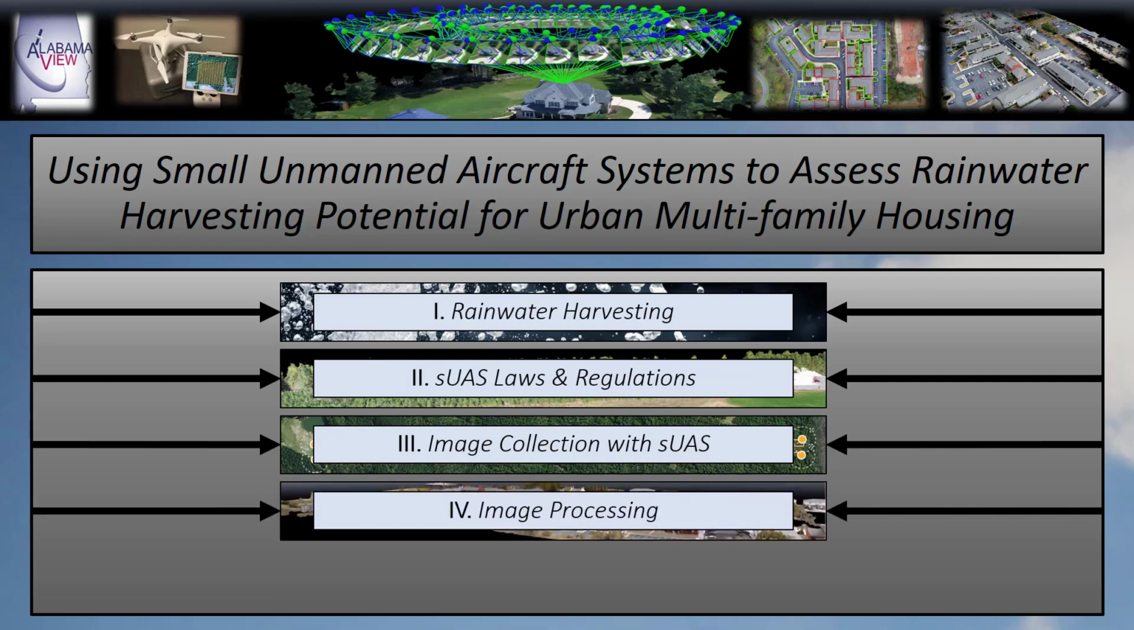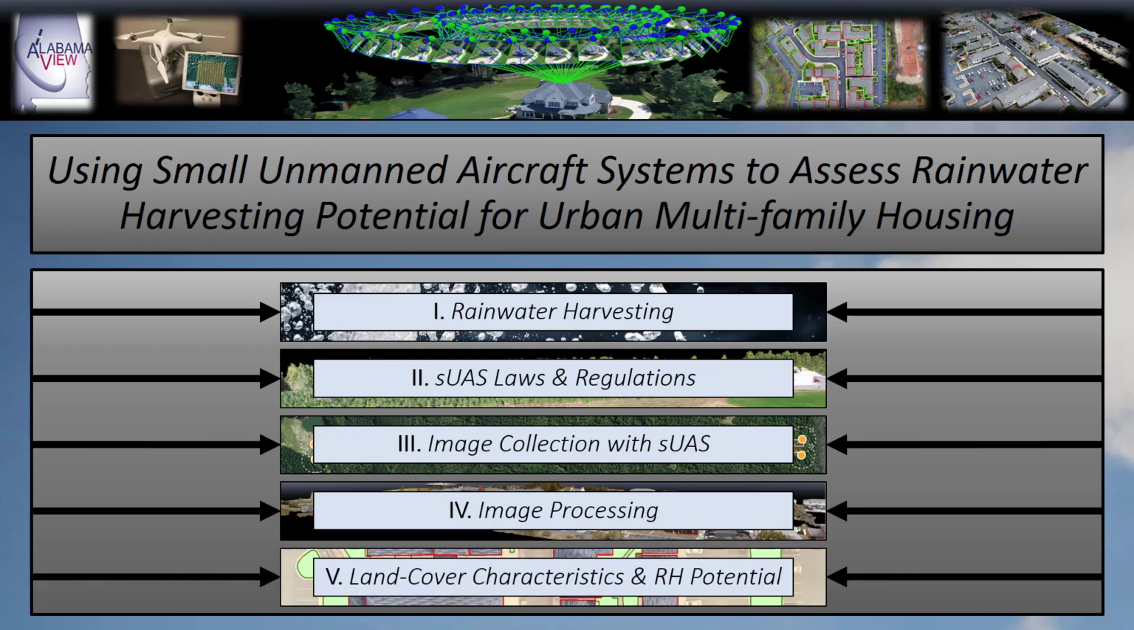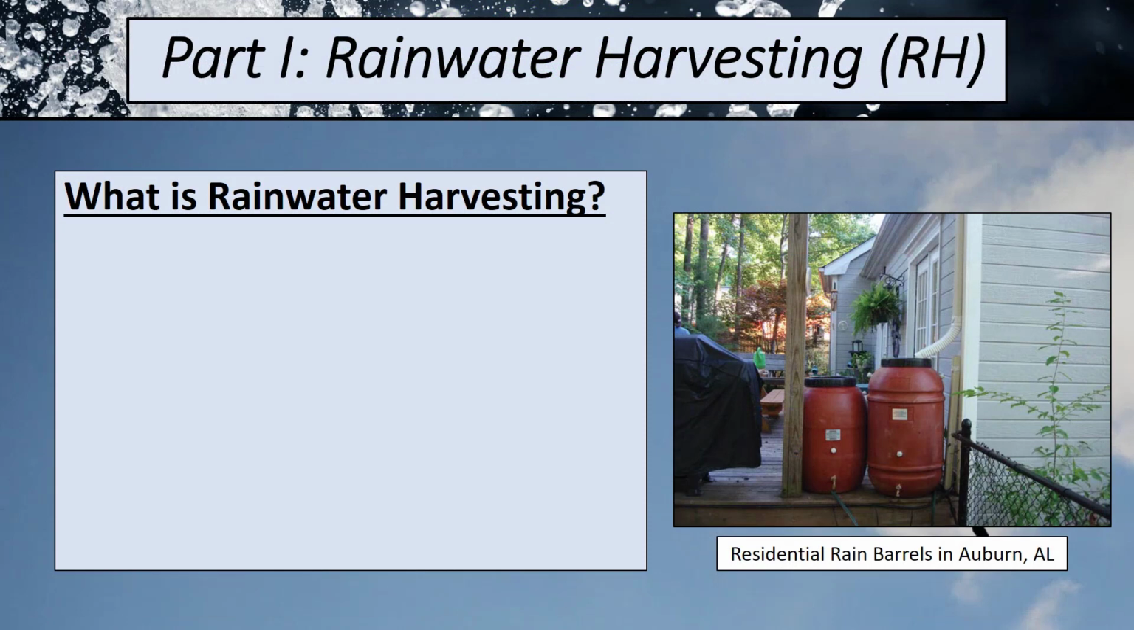The fourth video will contain instructional information on how to process the UAS acquired imagery in photogrammetry software, which in our case will be Pix4D Mapper. The fifth and last video will then detail how to determine the land cover characteristics and calculate the site's rainwater harvesting potential. Together, these 5 videos should illustrate to you how you can easily collect aerial imagery with a consumer-grade UAS and then utilize that data to assess sustainable development techniques like rooftop-based rainwater harvesting, solar paneling, or green roofing. Now, let's get into part 1 of the series, rainwater harvesting.